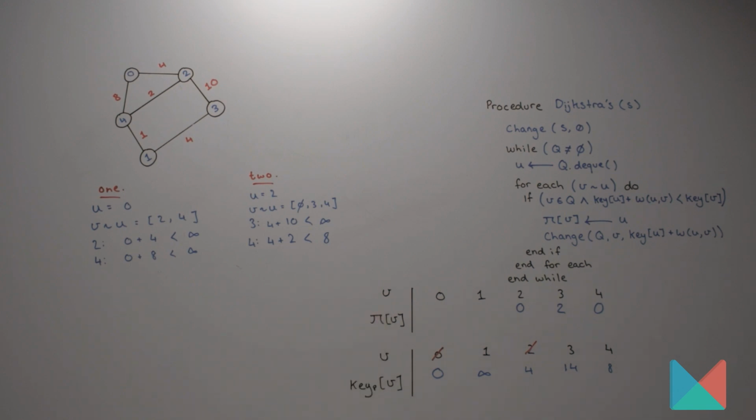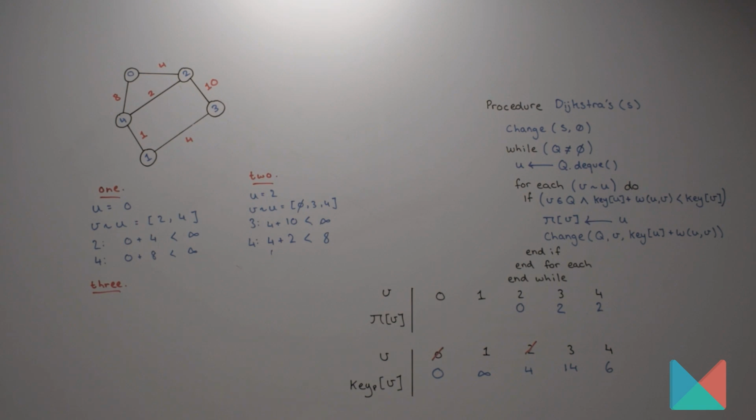Well, yes, 6 is smaller than 8, so we can update our parent array. So at 4, now it's no longer 0, it's going to be 2. And now we can update our key value. Instead of 8, it's going to be 4 plus 2, which is 6. So that concludes our second iteration of our while loop, and now let's continue.